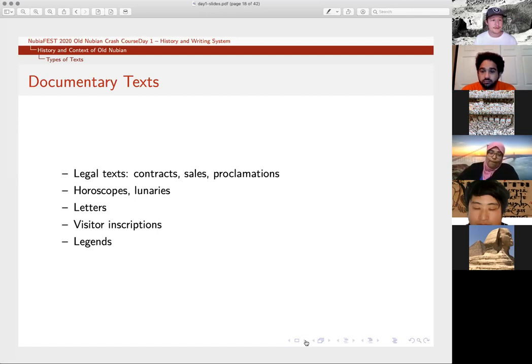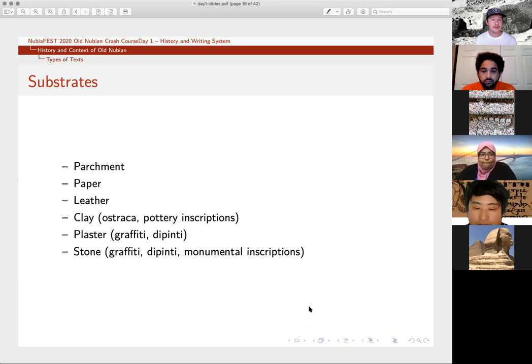So we find Old Nubian texts on a variety of materials. We have seen parchment, paper, leather, mostly late texts, and clay. These are like pot shards, ostraca, or pottery inscriptions. The difference that you usually make is that ostraca are pot shards that are used as a writing material.